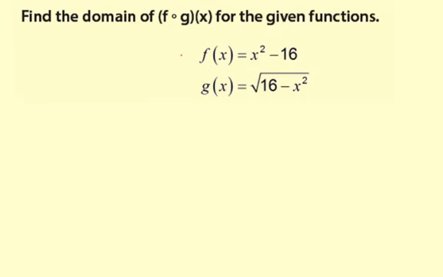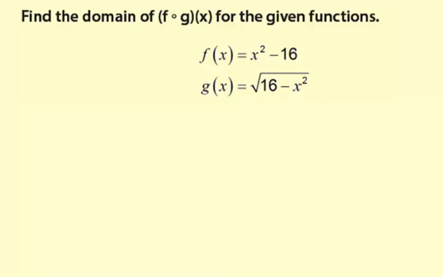Find the domain of f of g of x for the given functions. Here we have f of x equals x squared minus 16, g of x equals square root of 16 minus x squared. Now this f of x has no restriction on the domain. The g of x does because it has a square root. And so the inside of the square root has to be non-negative.